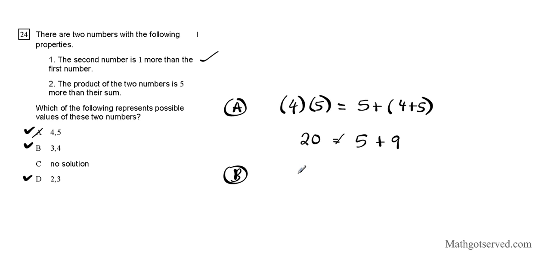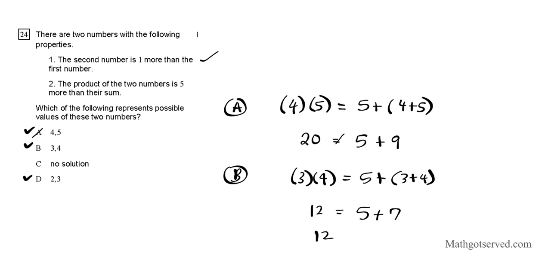All right, let's try B. The product of the two, 3 times 4, is 5 more than your sum, 3 plus 4. Let's see if this is true. 3 times 4 is 12. Is 12 equal to 5 plus 7? Is 12 equal to 12? Yes. So the answer is option letter B. Okay?